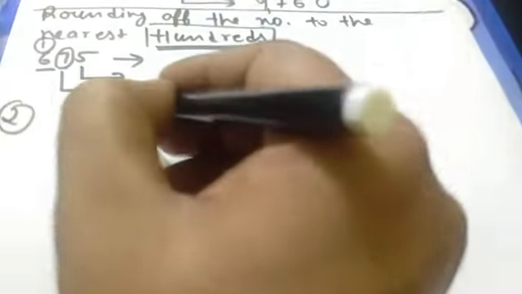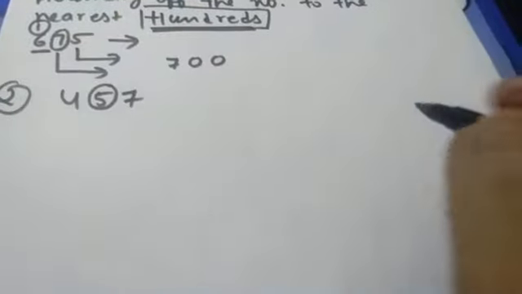Another example, 457. Observing digits are the ones and tens. Replace 7 by 0, replace 5 by 0. And since the observing digit is 5, we will add 1 here. 4 plus 1 becomes 5. So 457 becomes 500.